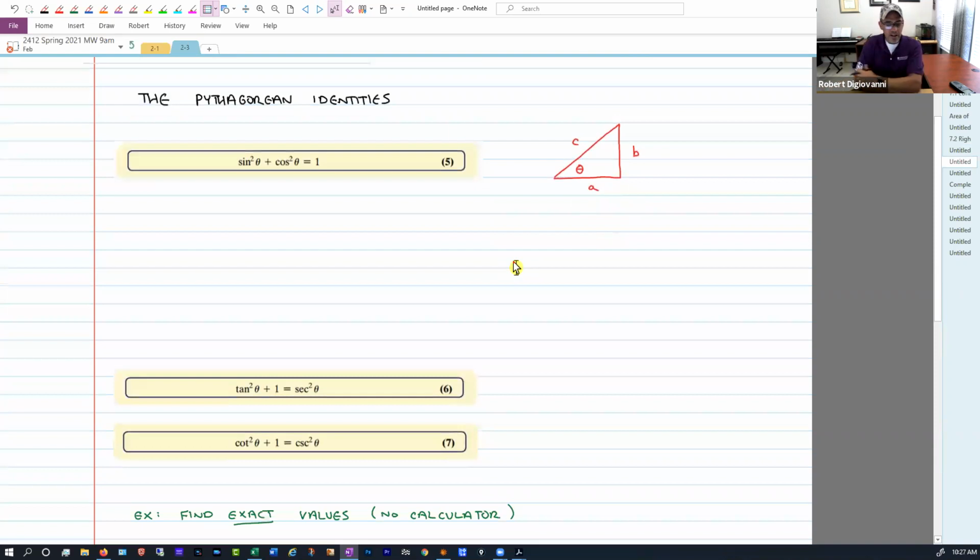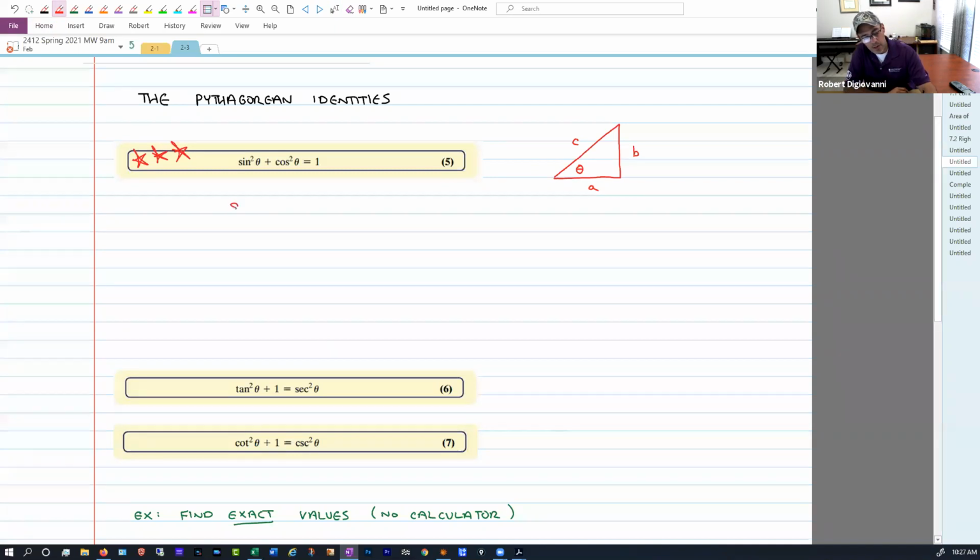Okay, Pythagorean identities. So the Pythagorean identities, not the Pythagorean theorem, which was a squared plus b squared equals c squared, right? That's the Pythagorean theorem. The Pythagorean identities are these three identities. And I cannot begin to tell you how important this one is. You're going to see it all over the place. Sine squared of an angle plus cosine squared of that angle is always equal to 1.